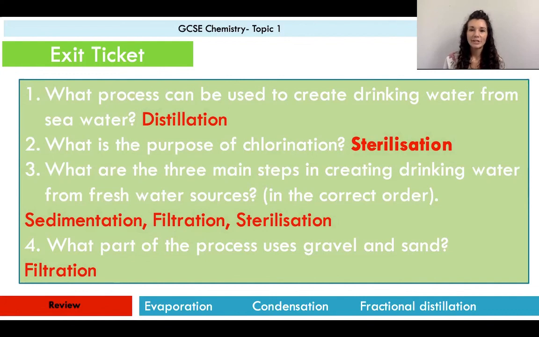What are the main stages in creating drinking water from freshwater sources? Sedimentation, remember that large tank where everything sort of settles at the bottom. Filtration through the sand and the gravel, and sterilization to kill the bacteria. And which part of the process uses gravel and sand? It is, of course, the filtration part.